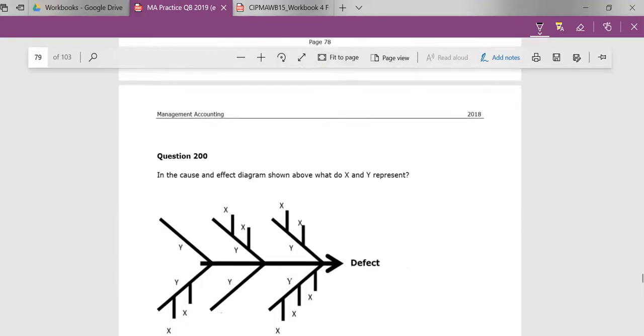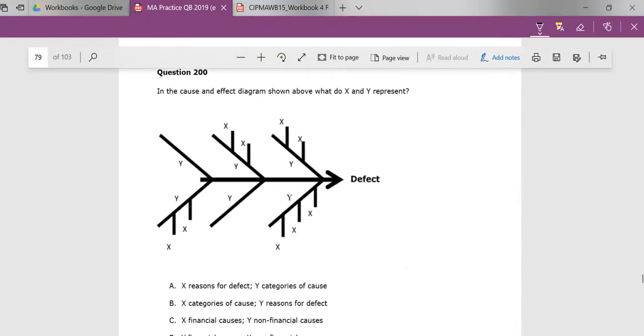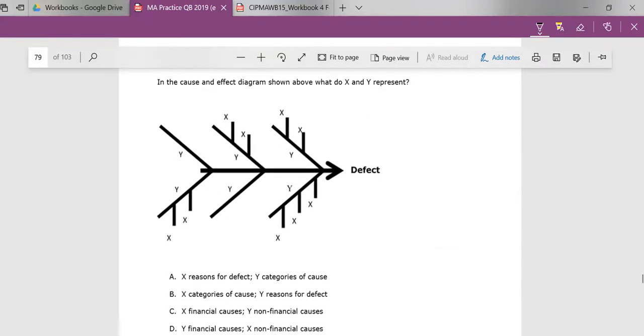And finally, it asks you to just map out what's happening here. What are the x's? The x's are the causes, and the y's are the categories. So the y's are the categories, and all the x's are the causes. So y is the categories and x is the reasons for the defect, and that is question 200, which gives you A.